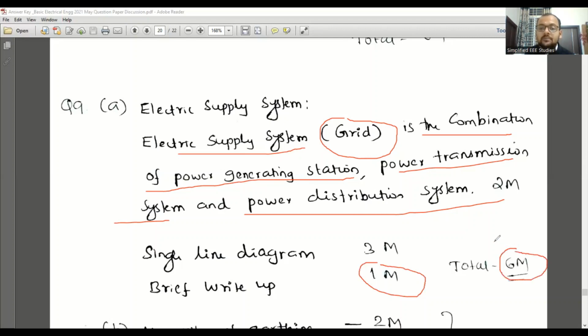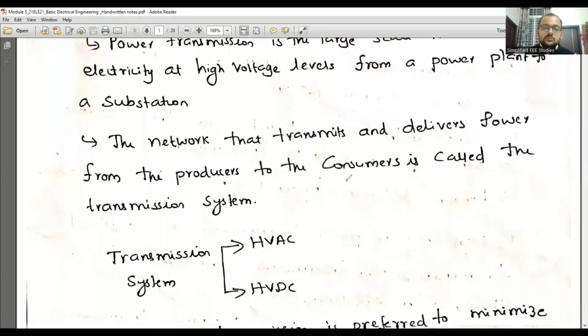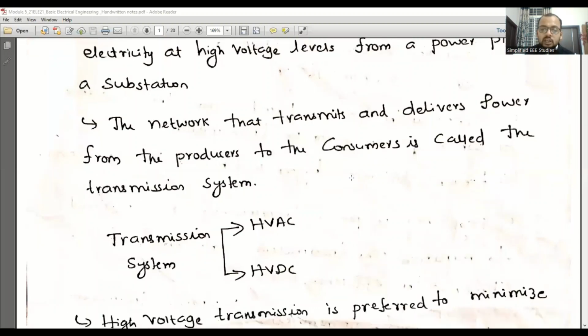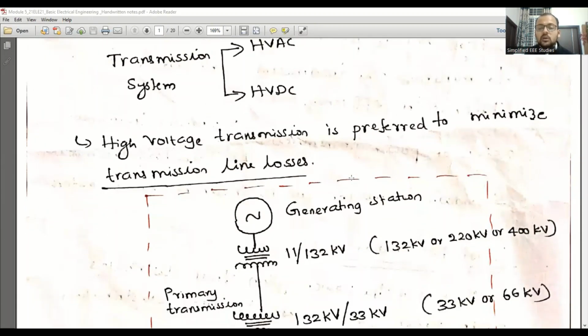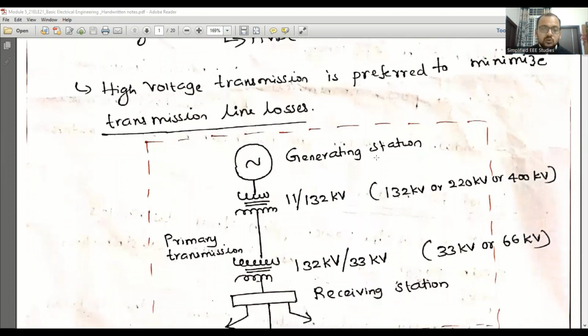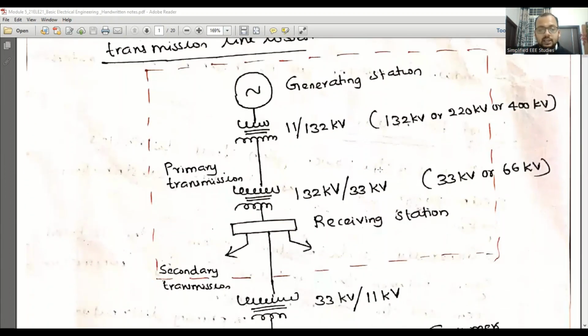You should be a good time manager. Manage your time and proceed accordingly. If you want to see how the single line diagram looks, let me share the screen of that particular topic. The single line diagram of power generation, power transmission and power distribution, collectively known as the electric power supply system or AC power supply system. This is how to draw the single line diagram.